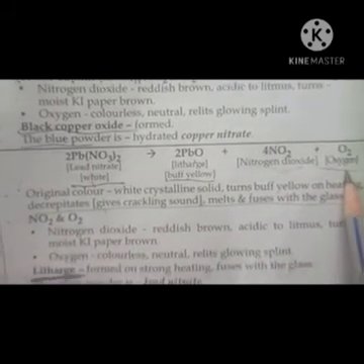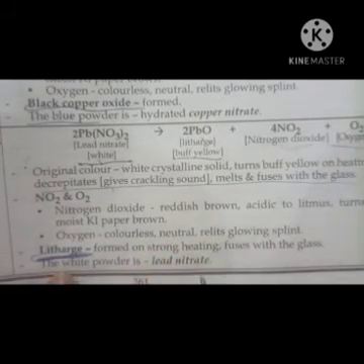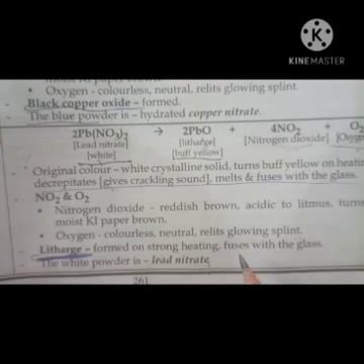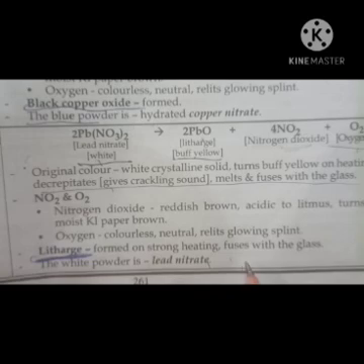Okay, so learn these practical works for your final exams, as well as for your internal assessments.